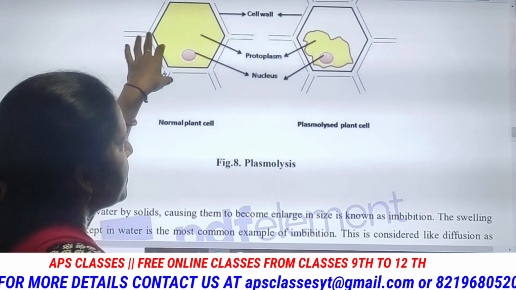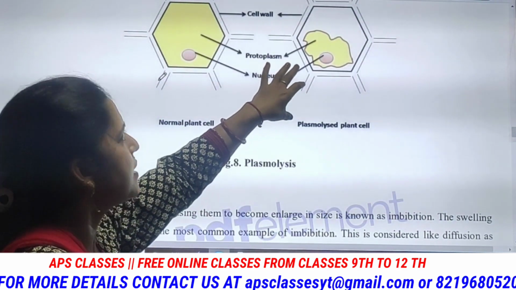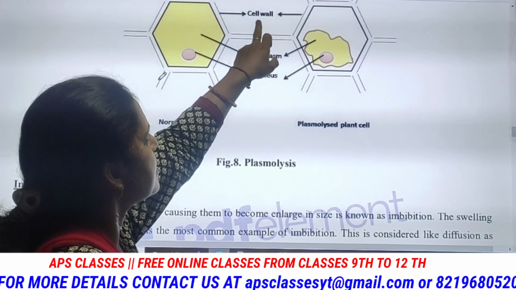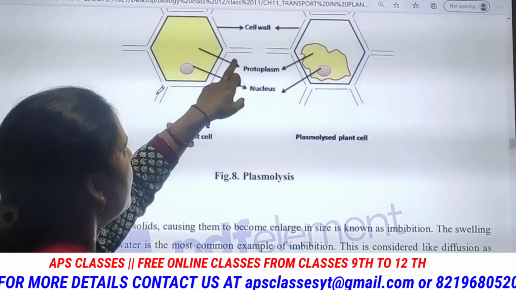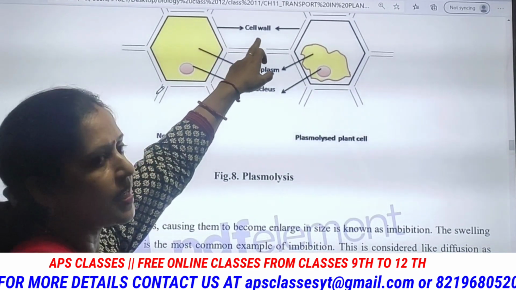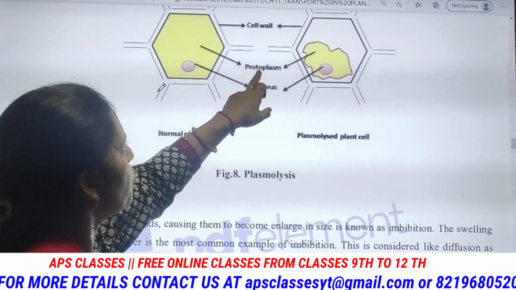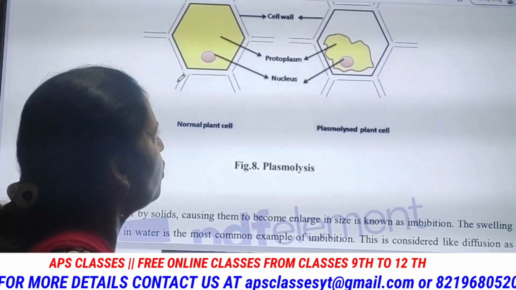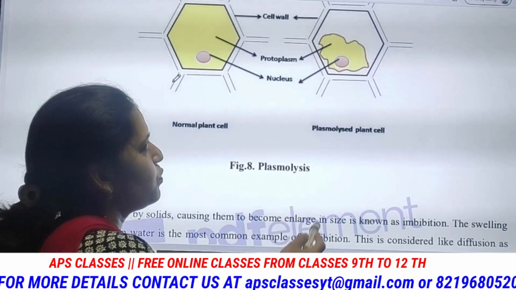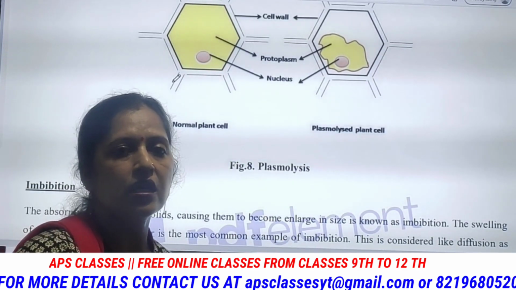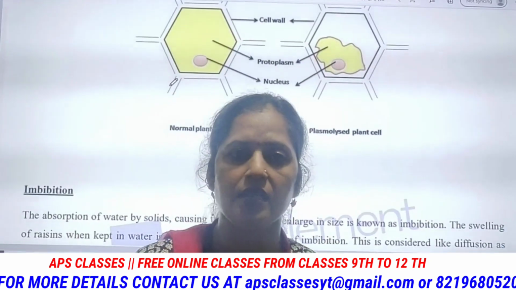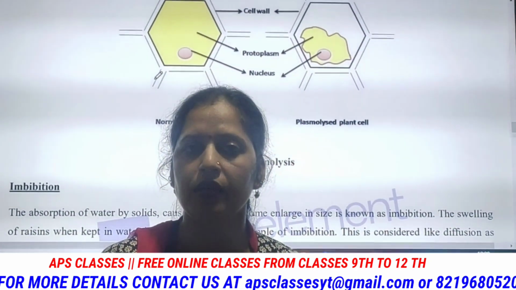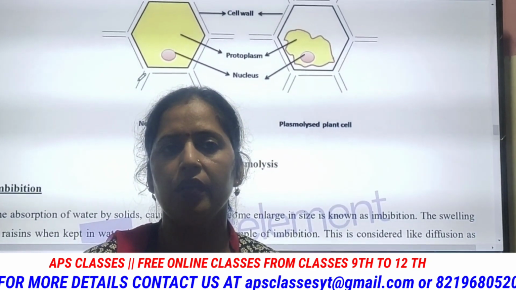So this is the diagram of plasmolysis. This is the normal plant cell and this is the plasmolyzed plant cell. In the normal plant cell, outside is the cell wall, and the inner side is the protoplasm, and this is the nucleus that is present in both the normal plant cell as well as the plasmolyzed plant cell. So this is the process of plasmolysis. This is our part number 1, and our next topics are to be covered in the next lecture.